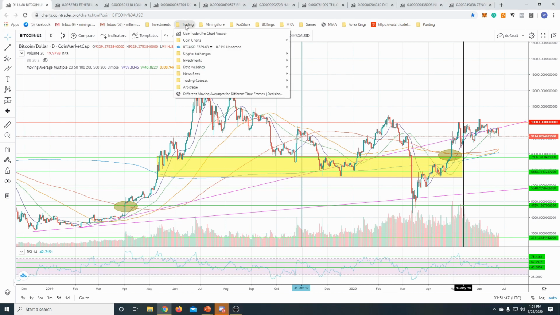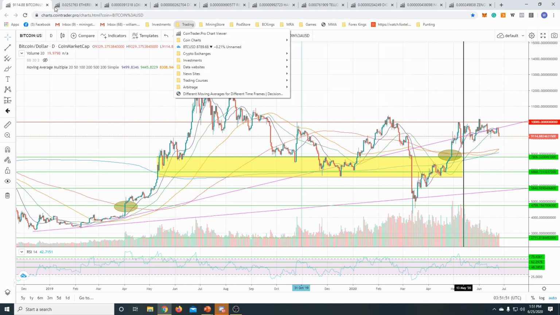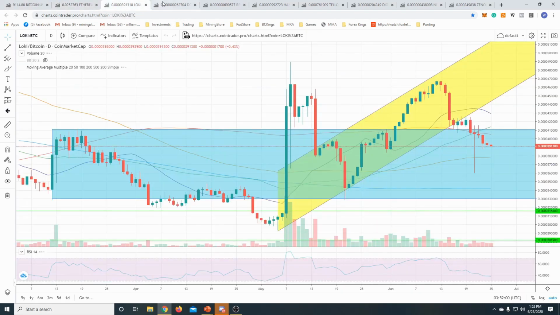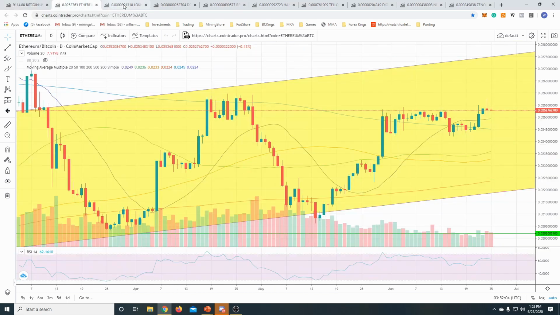At the moment, what I do is I have a special folder here for all of my crypto trading. I'll just pull in each of the assets that I'm currently invested in or watching and have them available here, just to control click on each one of them and bring them into a new tab.